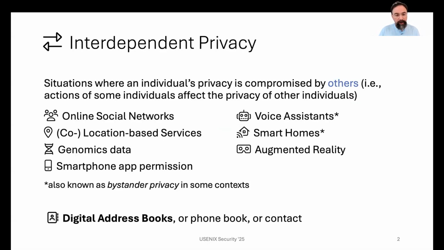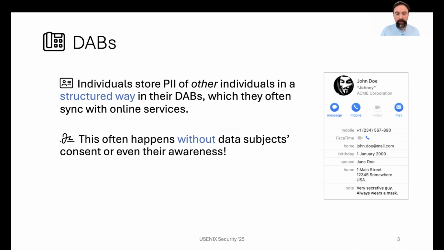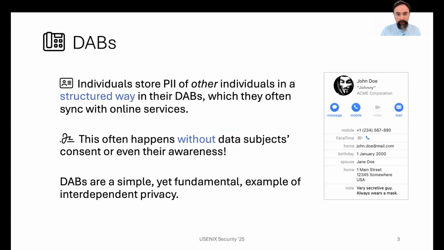But one major area where this issue has been surprisingly underexplored is digital address books, also known as phone books or contact apps. I will refer to them as DApps or digital address books from here on. We use DApps to store personally identifiable information, PII, about other people, like their names, phone numbers, and email addresses, typically in a structured way. And many of us sync this data with online services like Google or iCloud, or with third-party apps like instant messengers or social networks. What's important here is that this often happens without the knowledge or consent of the people whose data is being stored. In fact, they might not even realize the information is being uploaded at all.